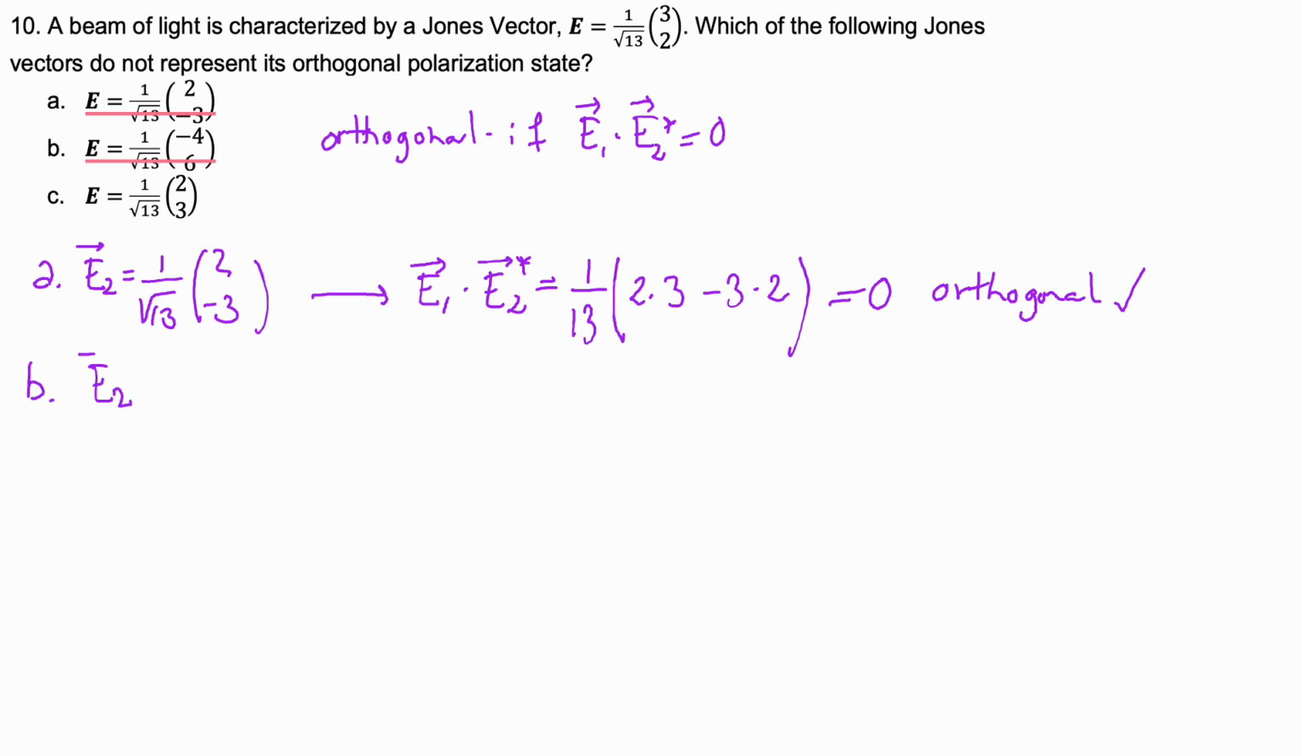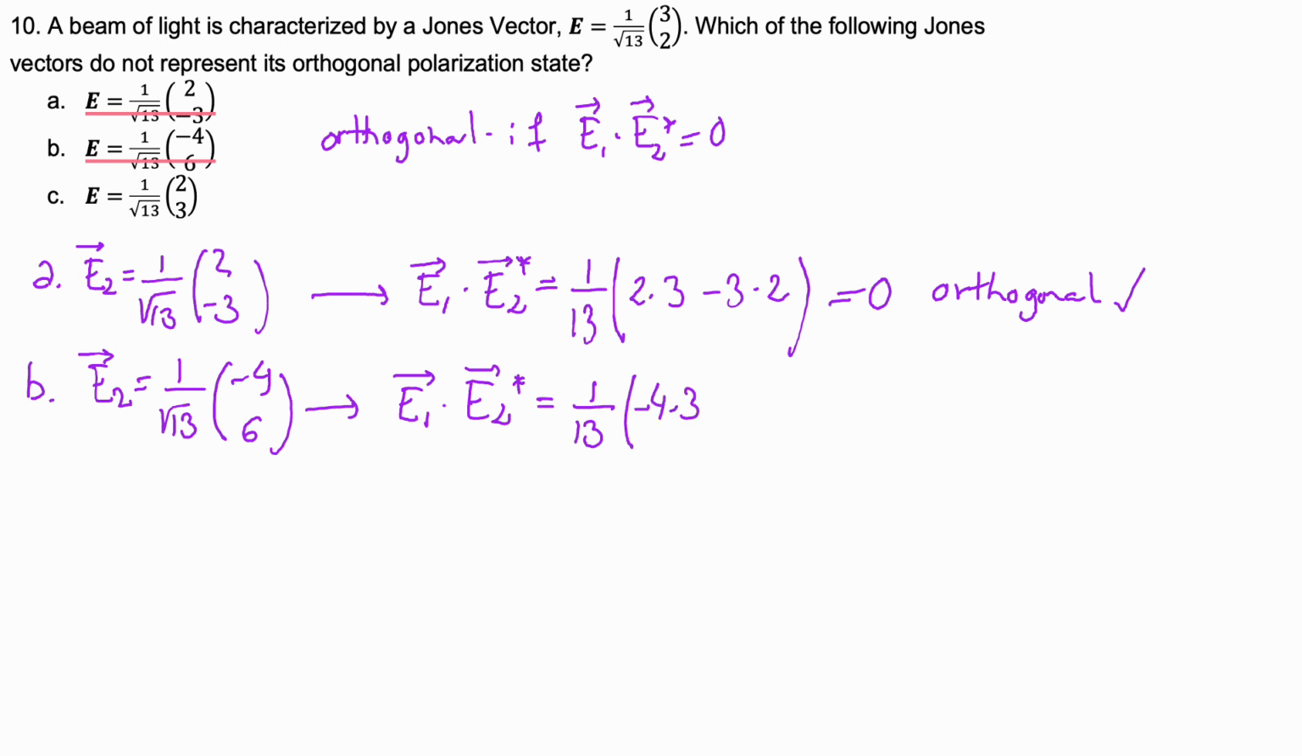For case B, we have the same normalization, but we have minus 4 over 6. If we do our scalar product, where we need to conjugate the second Jones vector, but it's already real, so we don't need to. We're going to have minus 4 multiplied by 3 plus 2 multiplied by 6. That's minus 12 plus 12, which is still 0, so it's also orthogonal.